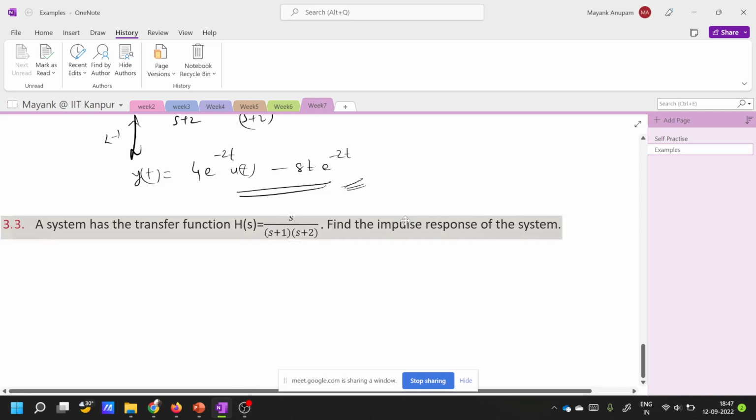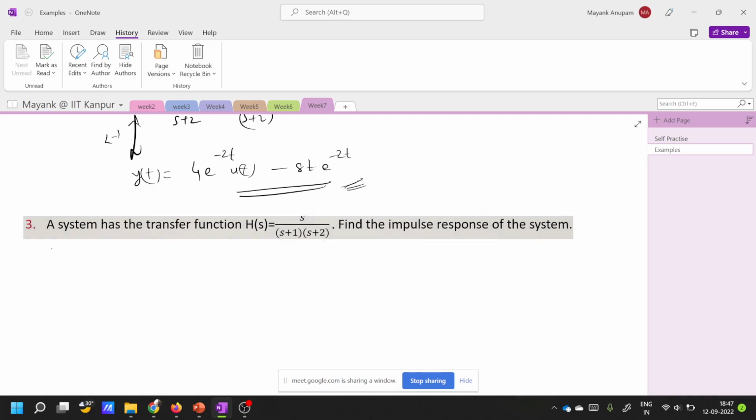If you are finding it easy, then it's good, because then you have understood the question and the concepts. So tell me, you have to find the impulse response. What is meant by impulse response? You are given the transfer function, right?